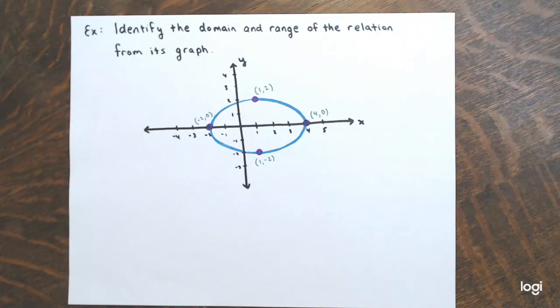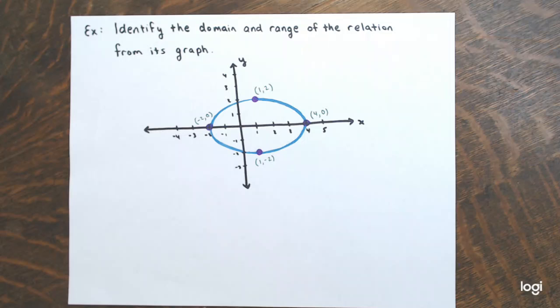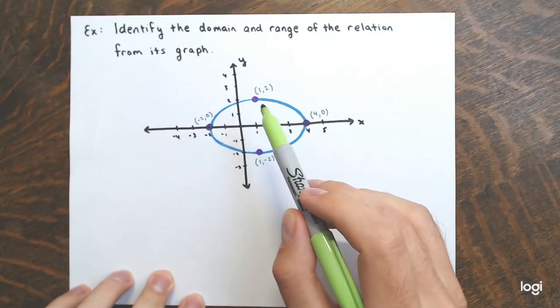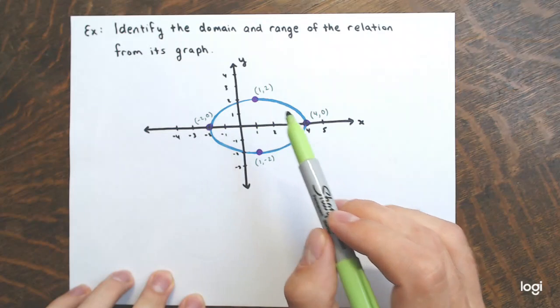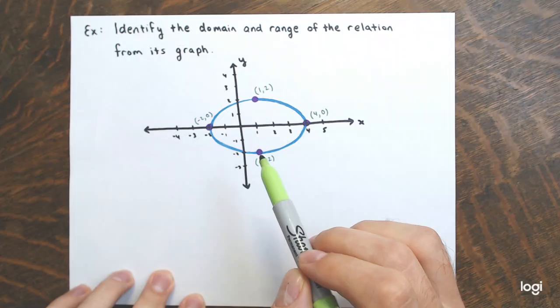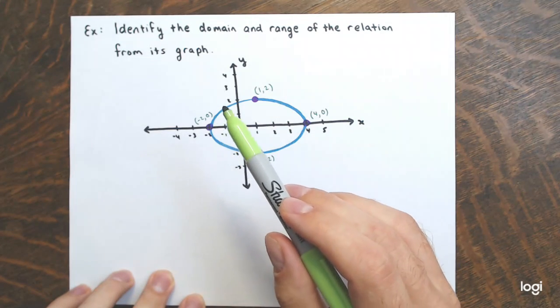Alright, so here I have a picture. I'm asked to identify the domain and range of the relation from, again, a graph, just like the last example, only in the last example there were only 6 ordered pairs, only 6 points plotted. But look at this graph. I pointed out some special points: there are 4 ordered pairs labeled, (-2, 0), (1, 2), (4, 0), and (1, -2). Sure, there are only 4 points that are labeled, but there's still more to the graph.